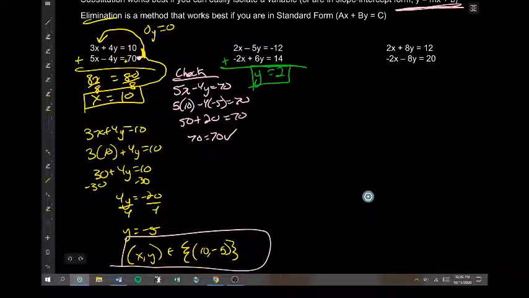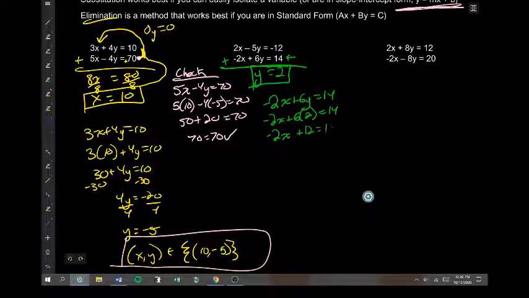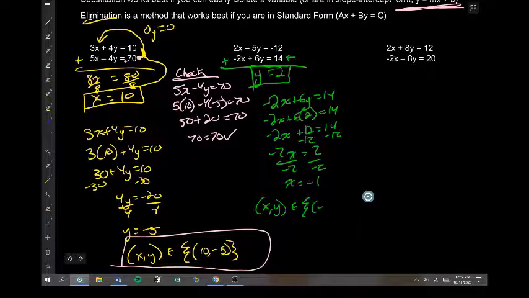Since I know what y is, I plug it back into one of my equations. It doesn't matter which. I'm going to plug it into this equation here because there's fewer negatives. You can pick which one looks easier. I'm picking the one on the bottom right now because there's fewer negatives. Negative 2x plus 6y equals 14. So negative 2x plus 6 times 2 equals 14. So negative 2x plus 12 equals 14. Subtract 12 from both sides. Negative 2x equals 2. Divide both sides by negative 2, and we get that x equals negative 1. My solution is the point negative 1, 2.